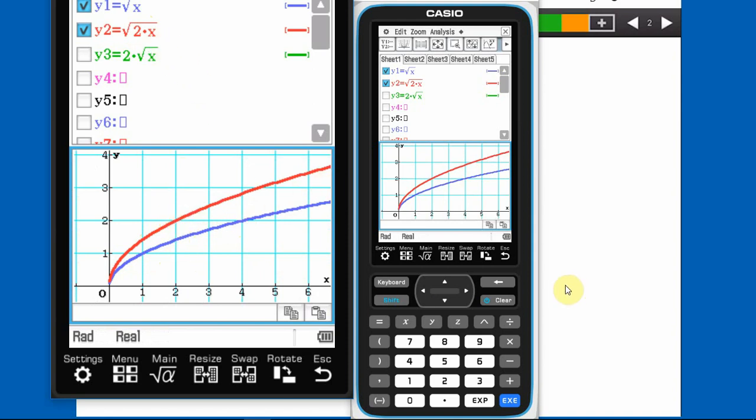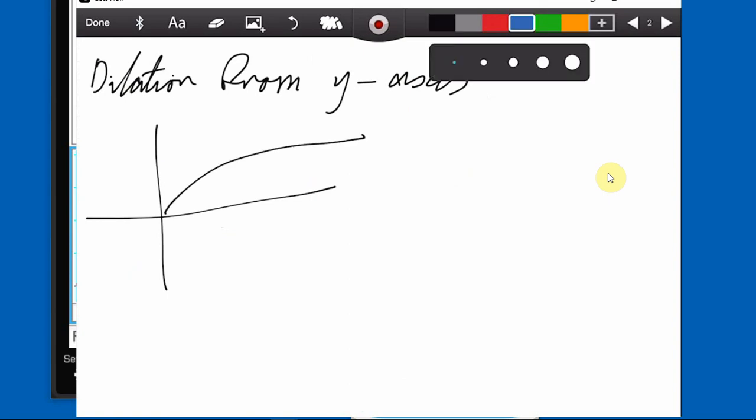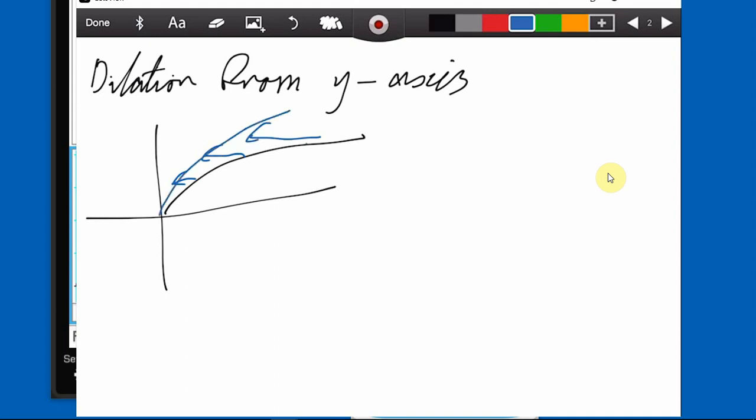So it's a little bit trickier with dilation from the y-axis. So this 2 here actually is a dilation from the y-axis, but it's a dilation of factor half, not factor 2, unlike the green one that we looked at before. So with your dilation from the y-axis, what I had before comes back in this way, like so, to be there.